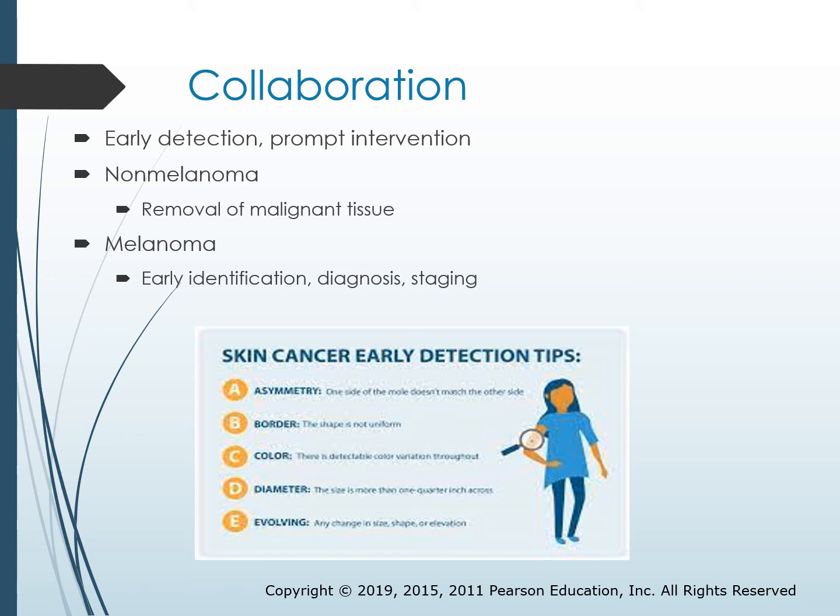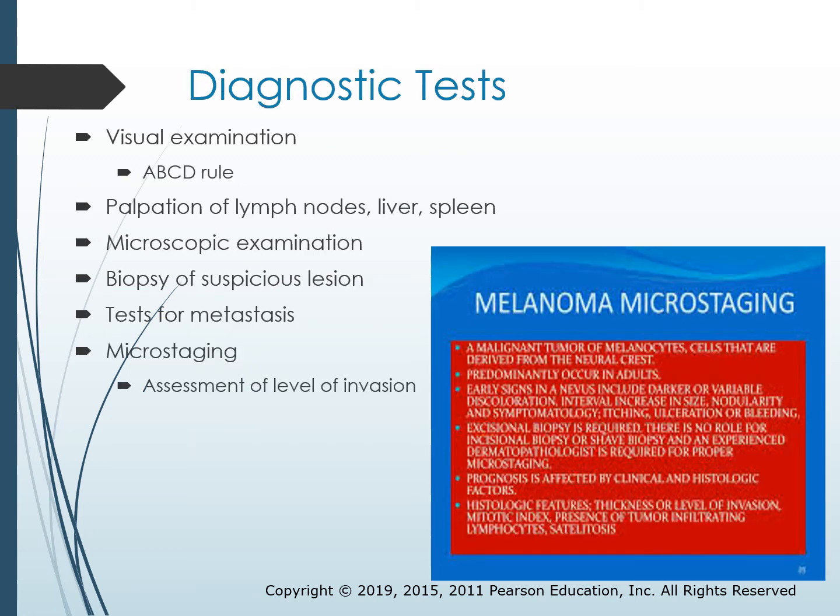So asymmetry: one half of the nevus does not match the other half. Border irregularities: edges are ragged, blurred, or notched. Color variation or dark black color, and diameter greater than 6 millimeters, and then evolving. Any change in size, shape, or it's just growing. It looks like it's getting bigger.